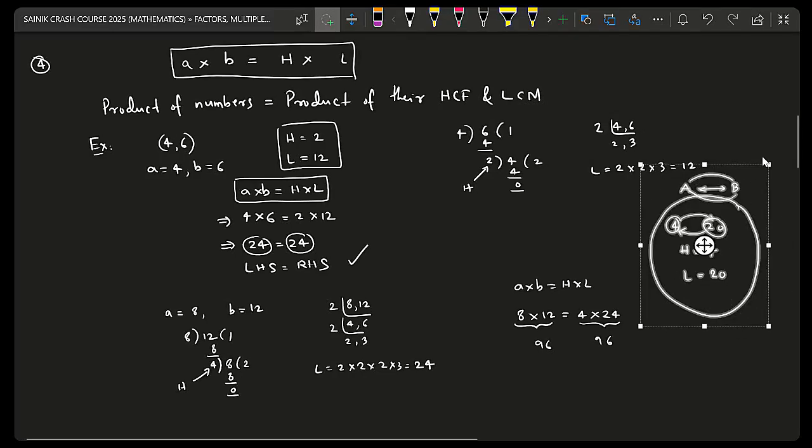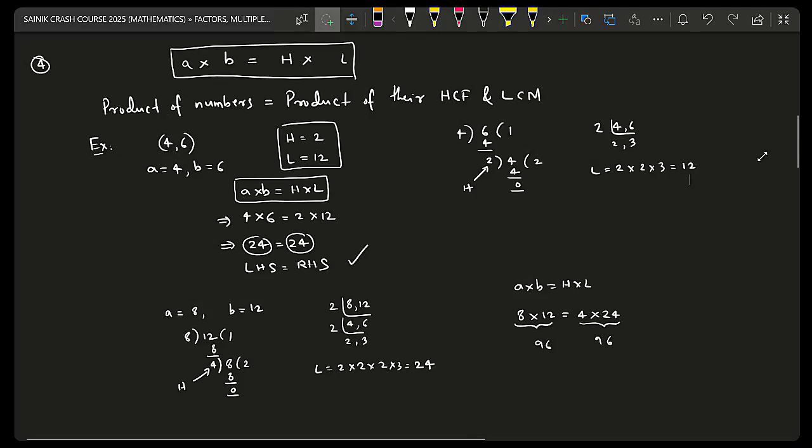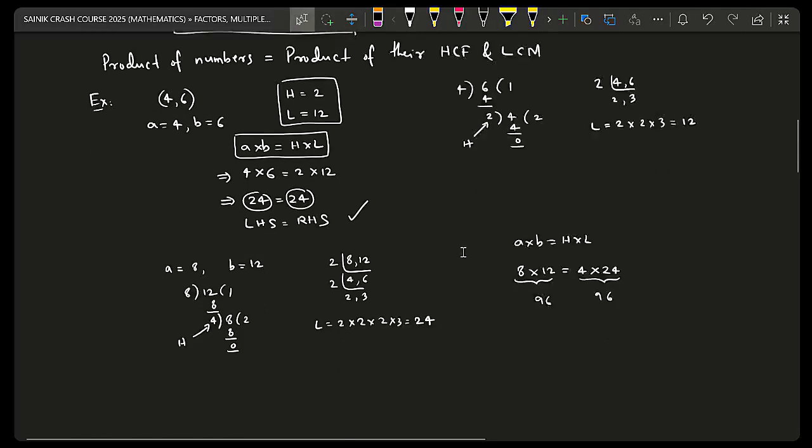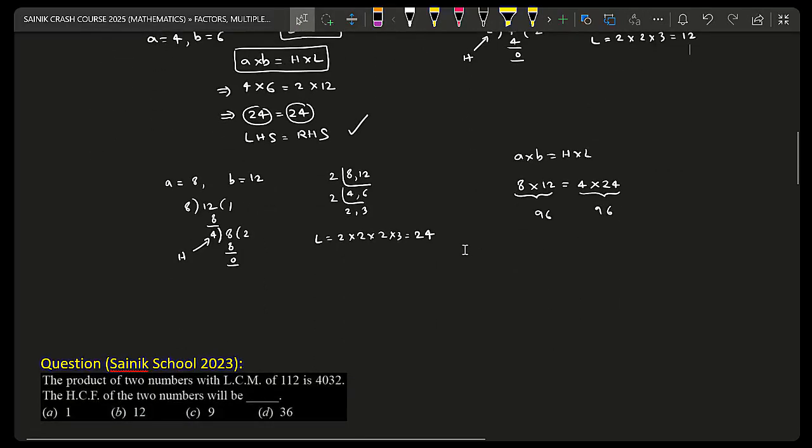Okay. Now, shall we go into the problems? Everybody has cleared their doubts and we're moving into the problems. All of you, this question came in the Sainik School 2023 exam. I'm showing you on the screen. All of you try this question.